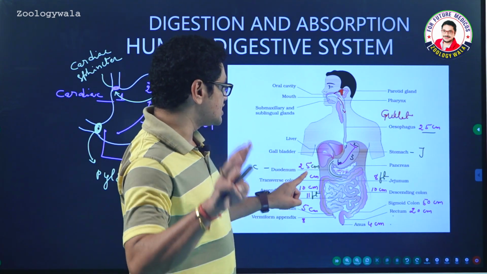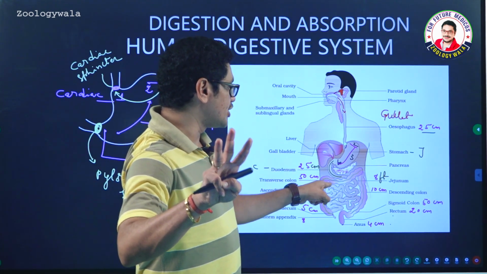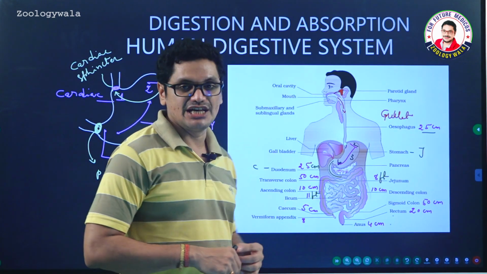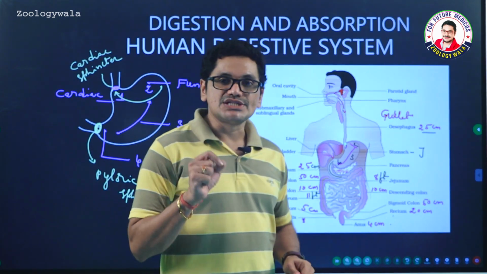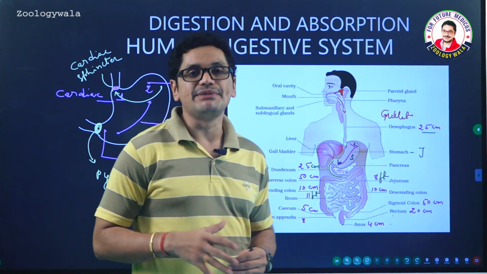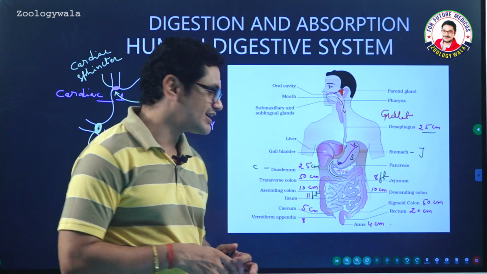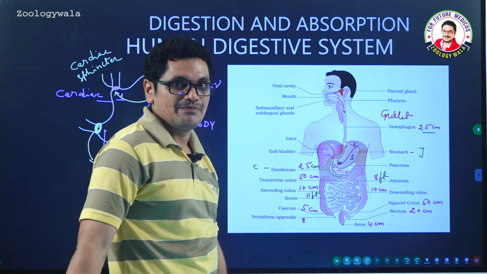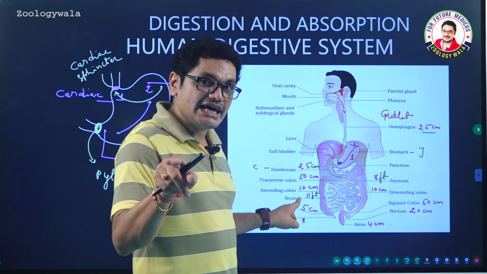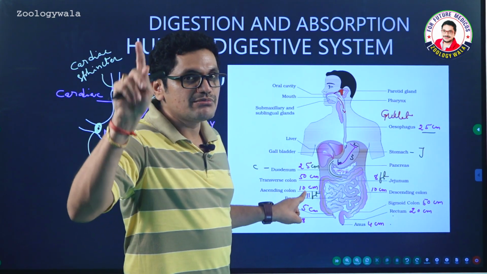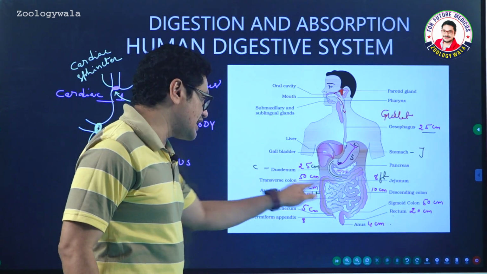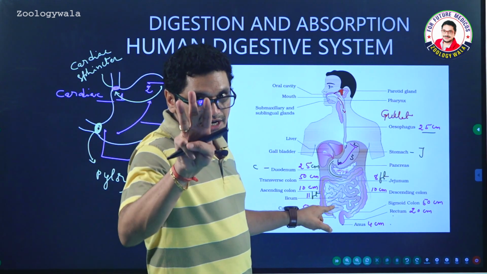Once again, small intestine is divided into three parts: C-shaped duodenum, coiled portion jejunum 8 feet, and highly coiled portion is ileum. See, jejunum means empty. After the death of the person, the jejunum will become empty. That is the reason why the name was given like that. And duodenum means 12 finger. That is the actual meaning, but ileum is highly coiled. Remember the spelling, I-L-E-U-M. I-L-I-U-M is nothing but the bone, iliac bone. I-L-E-U-M, ileum is a highly coiled portion. So these are the three parts of small intestine.